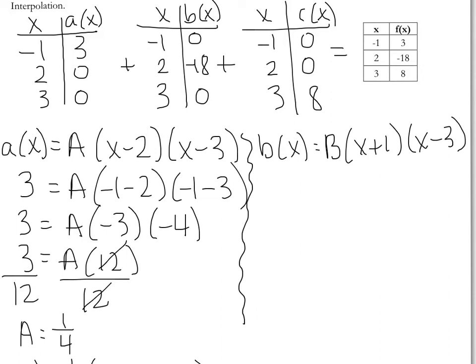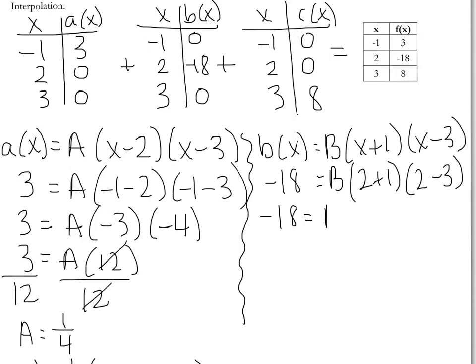So we see that when x is equal to 2, we're supposed to get out -18. So what I'm going to do is plug in the 2 for x and the -18 for the output b of x. I'm going to solve for my capital B. So again, after I do that, I need to simplify the right-hand side as much as I can. 2 plus 1 is 3, and 2 minus 3 is -1. So I get -18 equals b times -3.